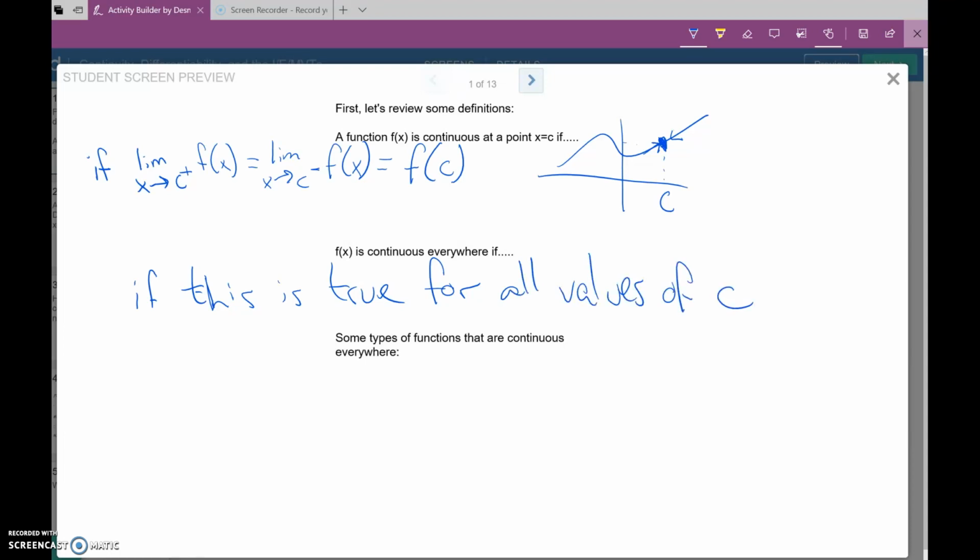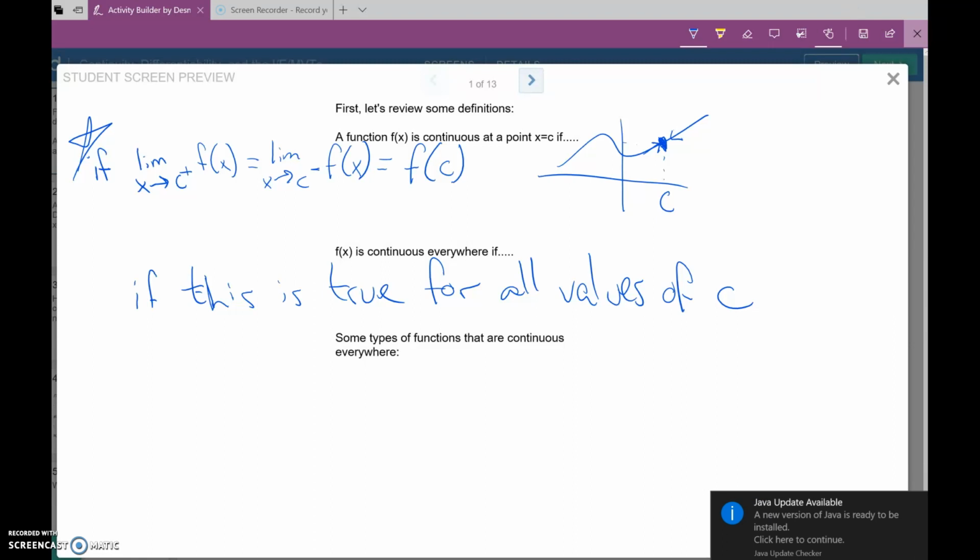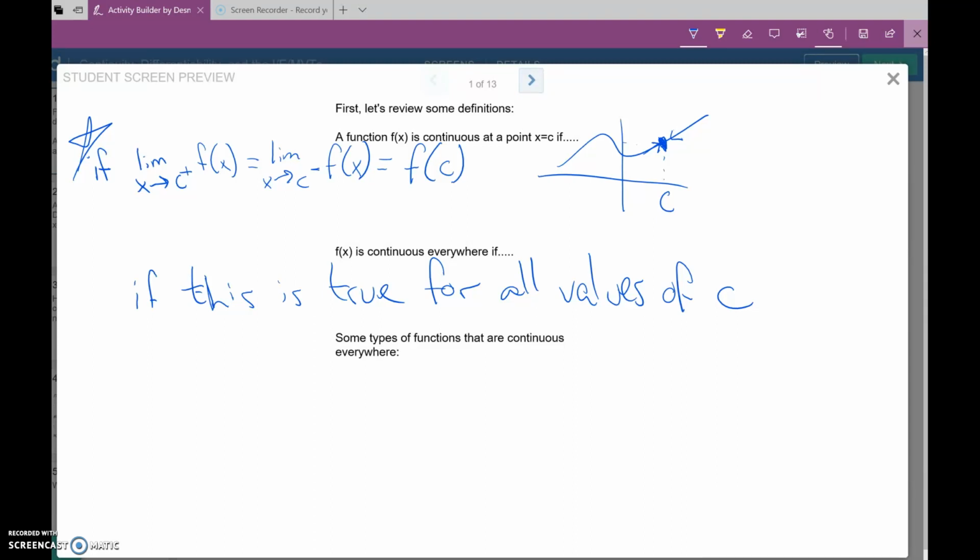So if a function passes the test in part A here, for every possible value of c, then we would say that the function is continuous everywhere. So some types of functions that are continuous everywhere. This is going to be important later on. So polynomials, so that includes lines and quadratics, and higher order polynomials. They are continuous everywhere. They don't have any discontinuities. Sine and cosine. Not tangent, but sine and cosine. And then exponential functions.